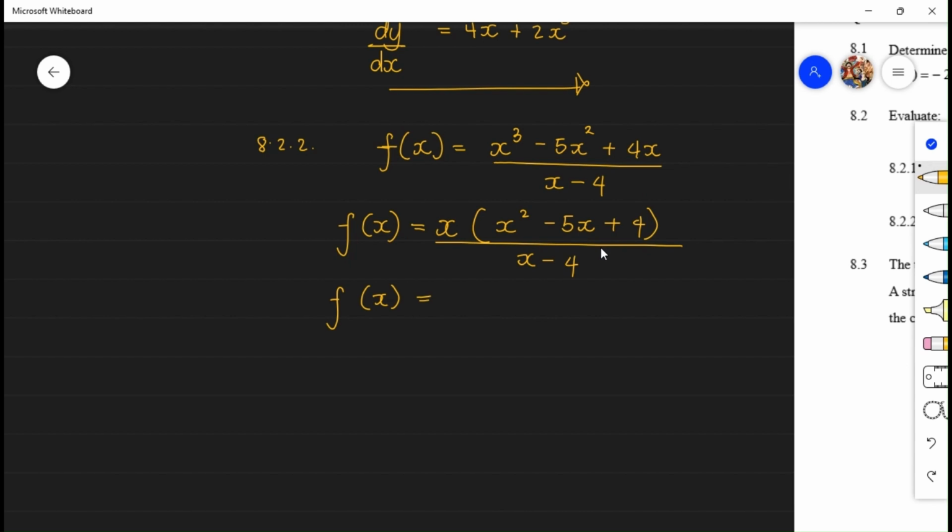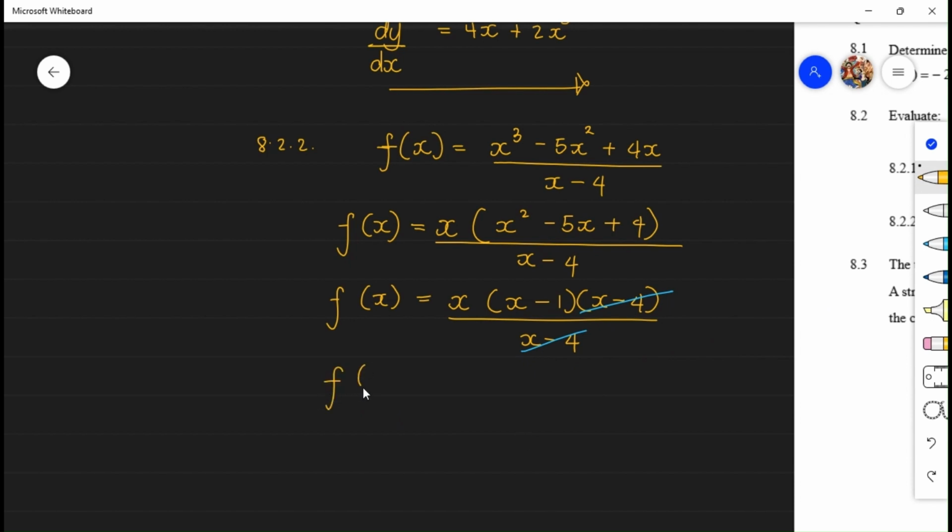Now, when we factorize that trinomial, one of those brackets needs to have x minus 4 in it in order to cancel out our denominator. So let us factorize x squared minus 5x plus 4. If we factorize it, we are going to end up with x minus 1, x minus 4, all over x minus 4. And as you can see, we now have something that can cancel out our denominator.